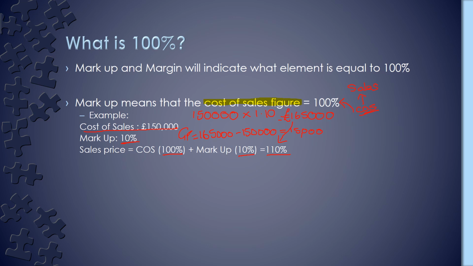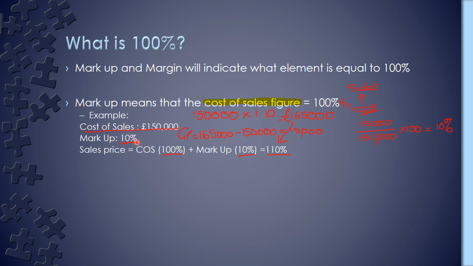So if we then put that into our formula that we've already learnt to work out what markup is, we're going up from cost of sales, so we base it on cost of sales. So we do the gross profit, which is 15,000. We divide that by our cost of sales and multiply it by 100, which will give you 10%. And then that 10% proves your markup value here.